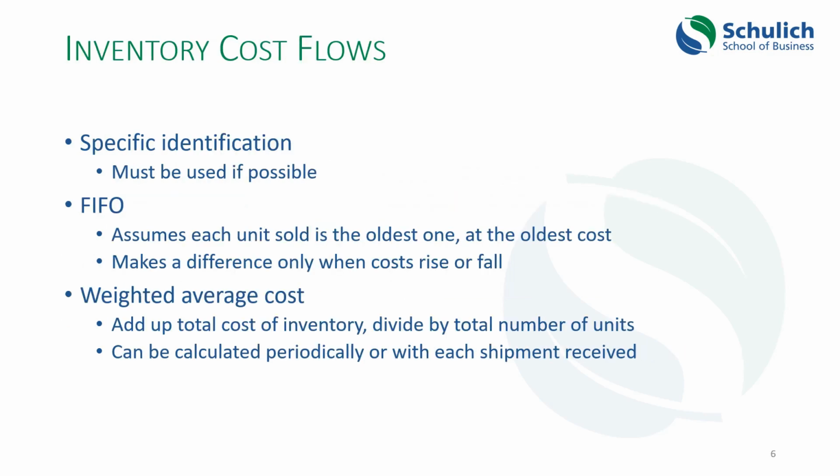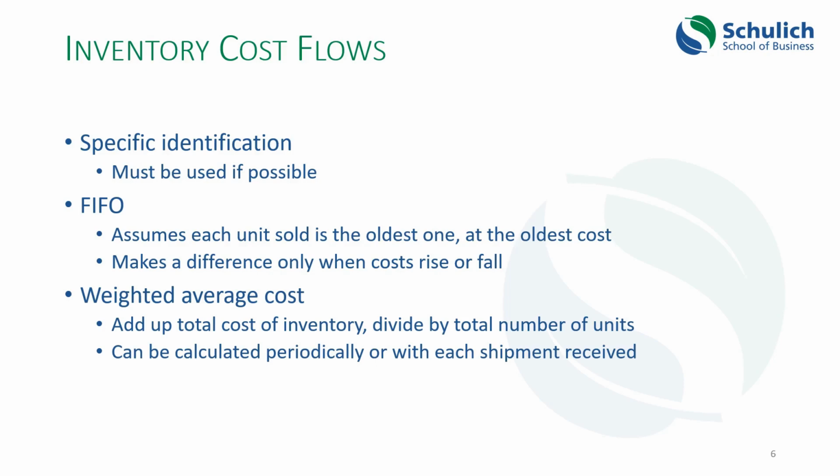Inventory cost flows have to do with understanding how inventory flows through the company and how you track the costs from entrance of the goods into inventory to their exit as cost of goods sold. IAS 2 specifies three different ways of doing this. The first is specific identification.